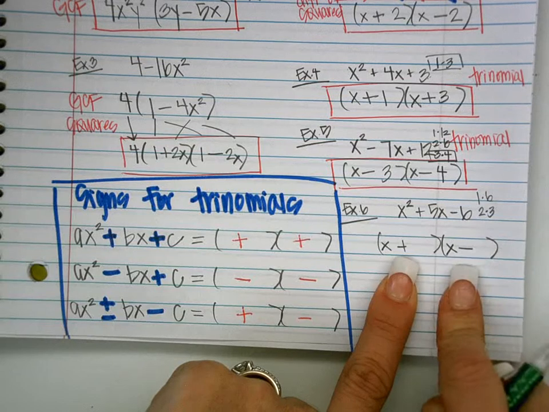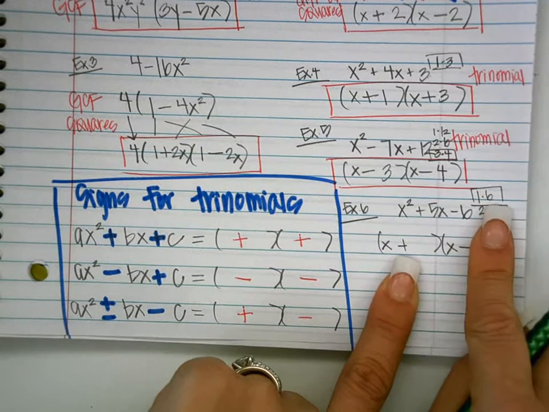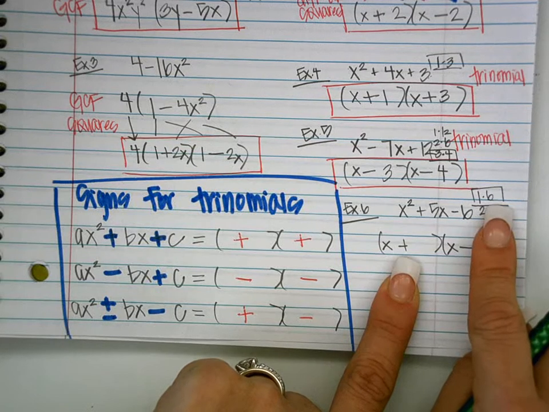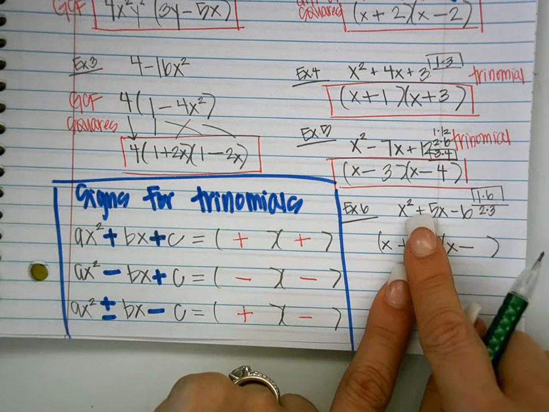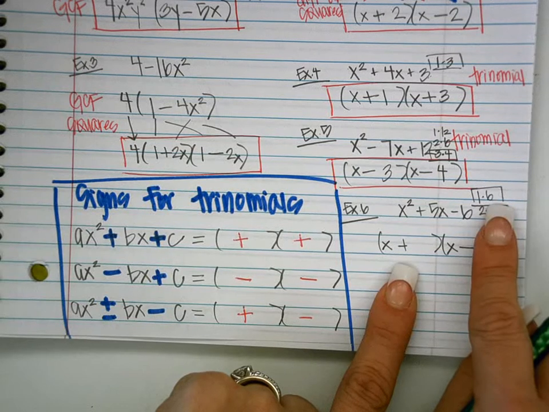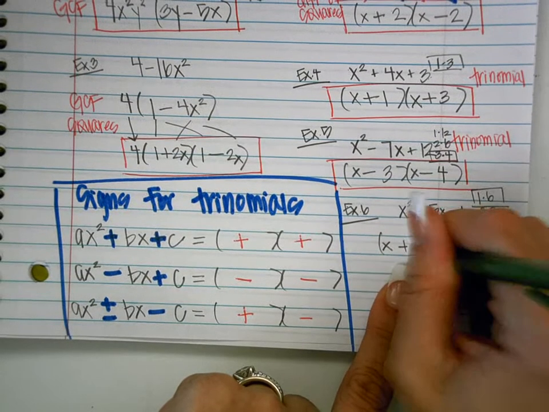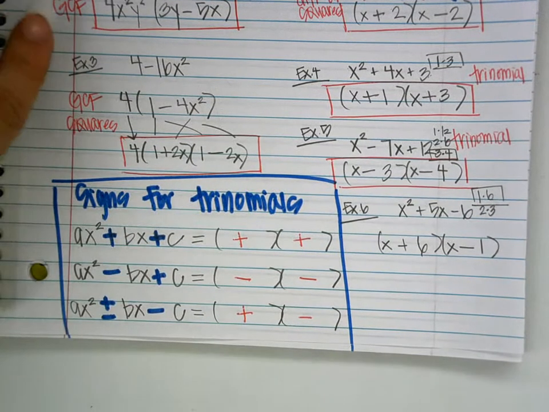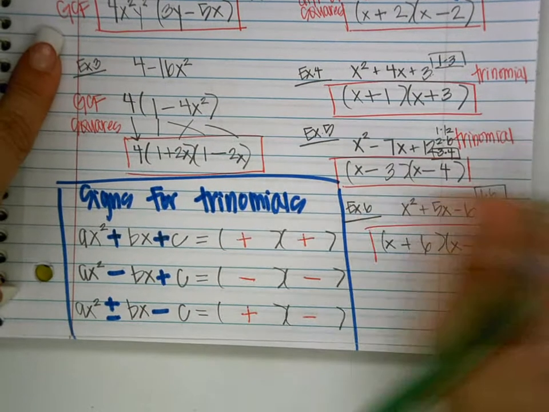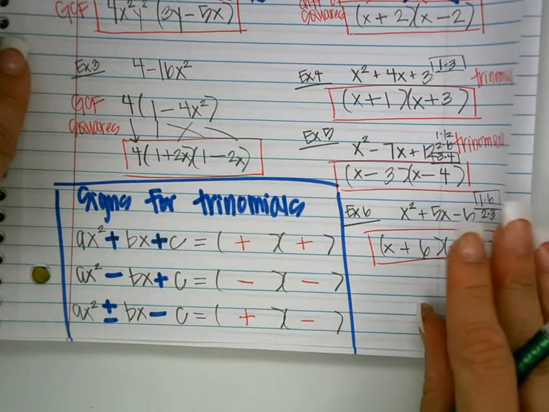So if you know it's going to be 1 and 6, the way this works is the bigger number, in this case the 6, always goes in the parentheses with the middle sign. So here the bigger number is 6, goes in the parentheses with the middle sign, which is positive. So x plus 6, x minus 1. Okay, that's kind of the rule there. Bigger number goes in the parentheses with the middle sign.